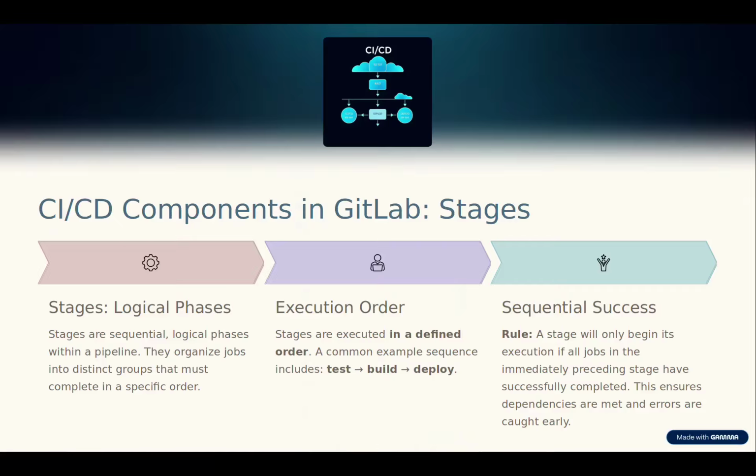We have stages. What are stages? Stages represent phases like testing, building, or deploying. They run in order. Stages are sequential. And as you can see, there are rules here. A stage will only begin its execution if all jobs in the immediately preceding stage have successfully completed, and more.